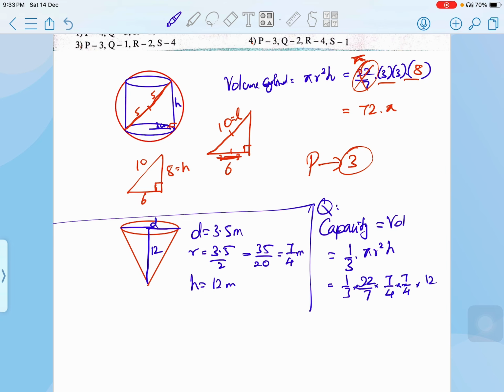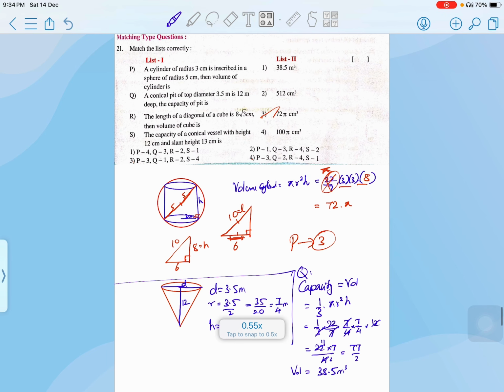into the height 12. 7 and 7 cancel. 3 4s are 12, so this 12 cancels. So 22 into 7 divided by 4. 2 elevens are 22, here we get 2. 77 by 2 is 38.5 meter cube. It's your volume. So this one is P, this is Q. By this I can clearly say option 3 is the answer.